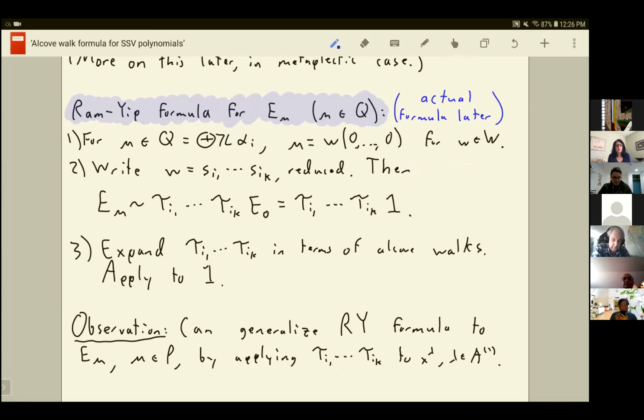A little observation is that we can generalize this formula to work for mu in the weight lattice. We just have to be okay with applying to x to the lambda rather than x to the 0. But that's fine. The formula is still very nice and gives nice consequences. I'm sure they knew this if they cared to do it, but if you're not looking at the SSV setting, it seems like a less natural thing to do. In the SSV setting, though, you can't get away with just extending the Weyl group. We genuinely need to enlarge the set of base cases for our recursion. More on that soon.